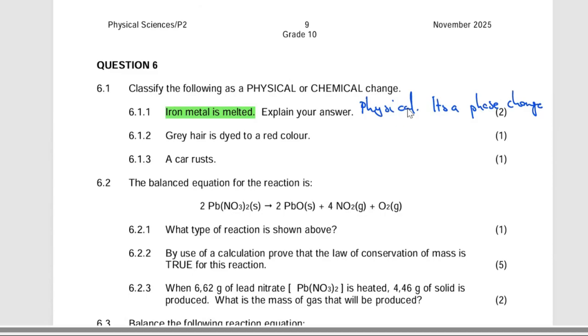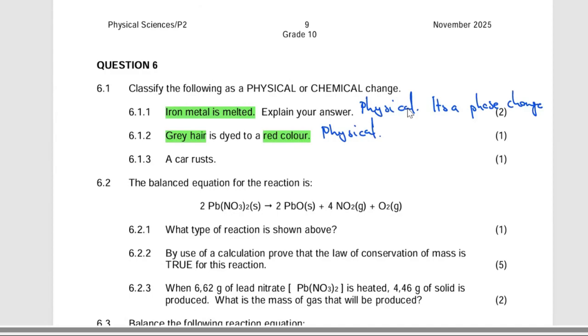Then, gray hair is dyed to a red color. Someone has black hair, then they turn blonde. Same applies here: they have gray hair that is dyed to a red color. Is this going to be a physical or a chemical change? It's going to be a physical change, right? So I'm going to repeat, a physical change. The properties of the hair are still the properties of the hair. The properties haven't changed. The composition remains the same, as hair.